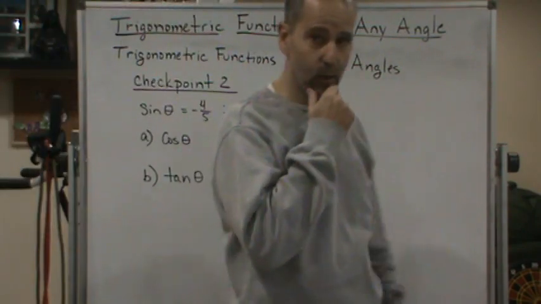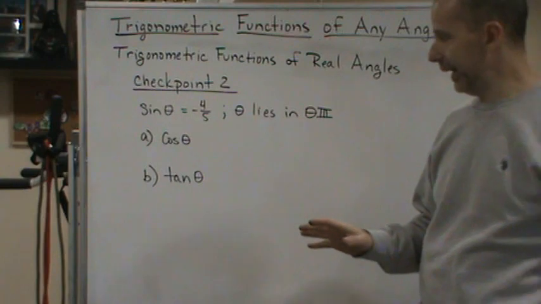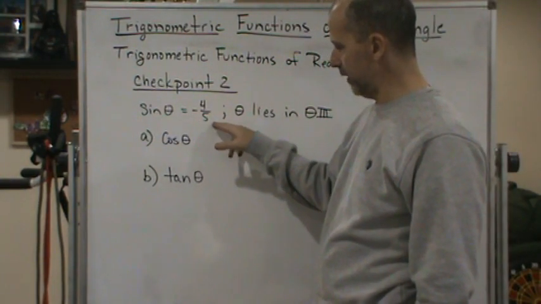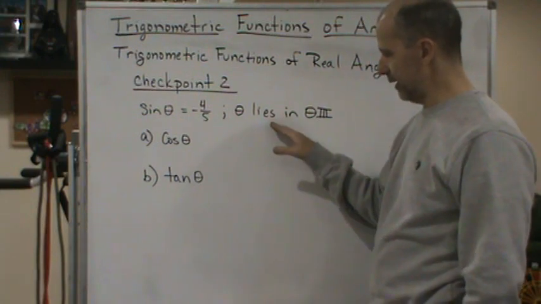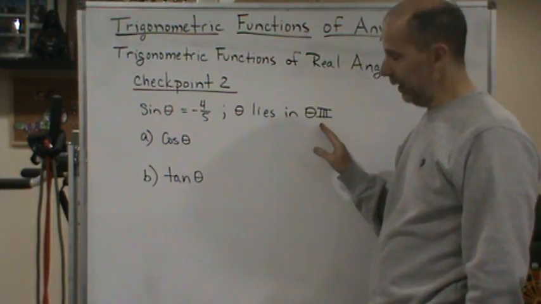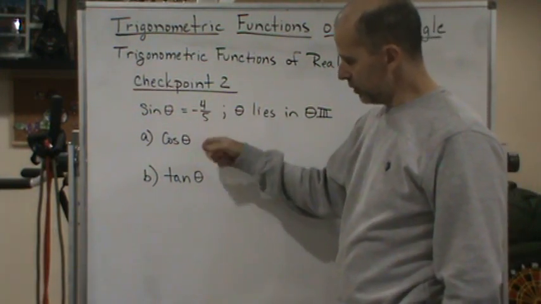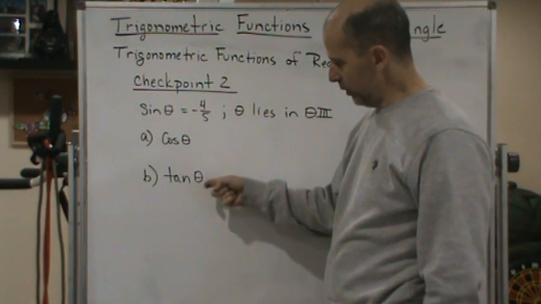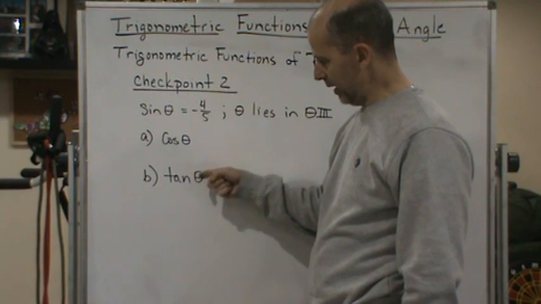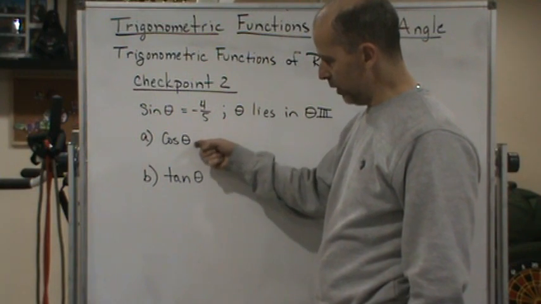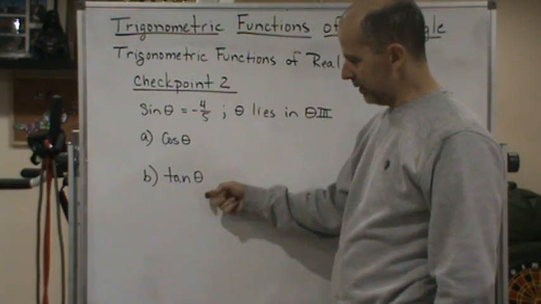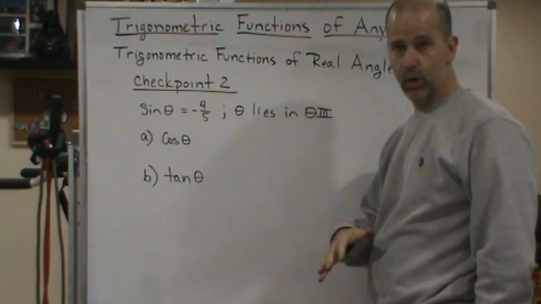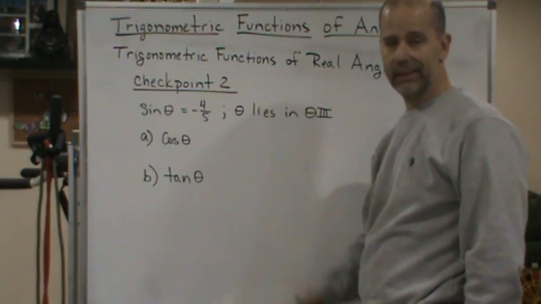Okay, welcome back, and now we're going to do another checkpoint. So again, we're given sine theta is equal to -4/5, and we're told that theta lies in quadrant 3, and we want to use that information to solve for cosine theta, and then we're going to use the information from A and also trig identities to solve for tangent theta. So again, do it on your own. Pause the video, come back and see if you got the right answer.